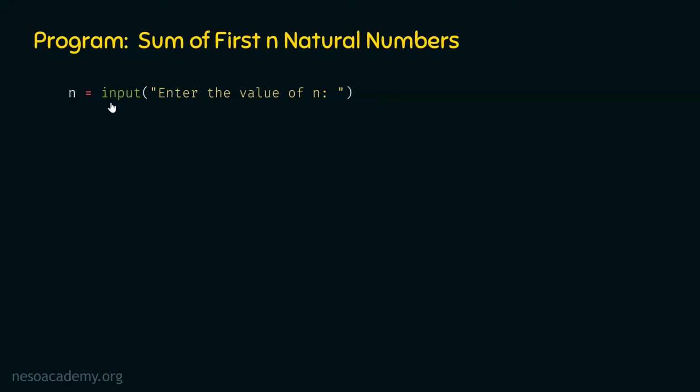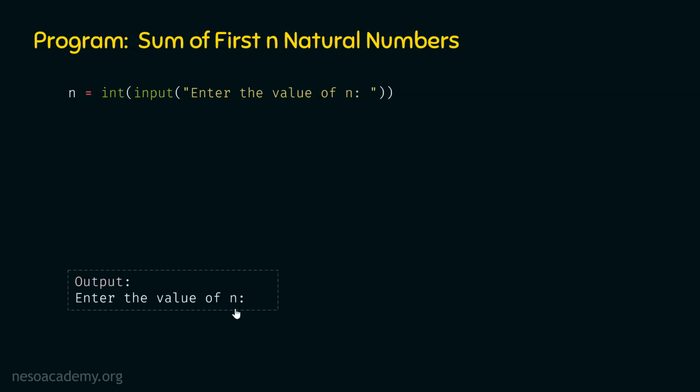We know that input method always returns a string, but we want an integer. Therefore, we must provide input method as an argument to int method. So, our new statement looks like this. Here we are providing input method as the argument to int method. Now, we will receive the integer here. Eventually, this will get stored inside n. This is the prompt which user will see. Enter the value of n. Let's say user has typed 5. So, eventually we will receive 5 in n. N is now pointing to 5.